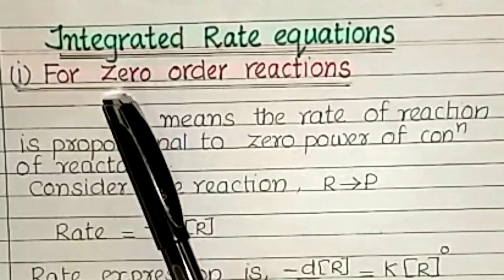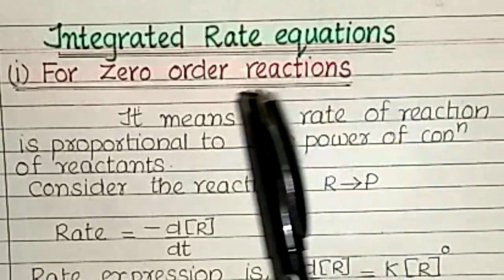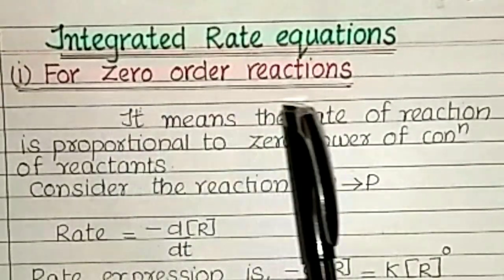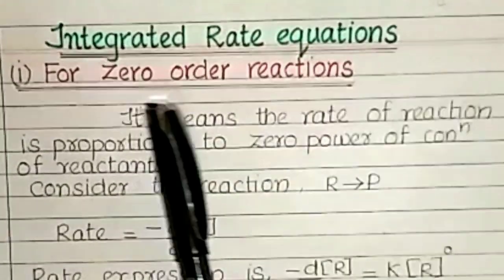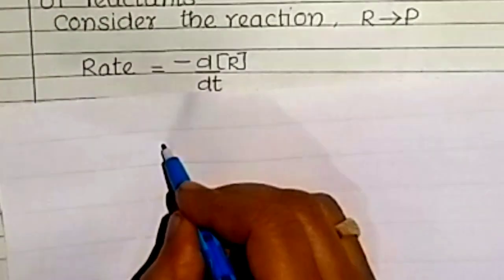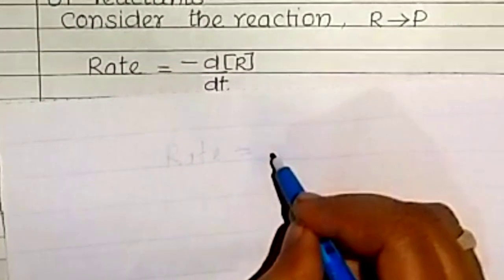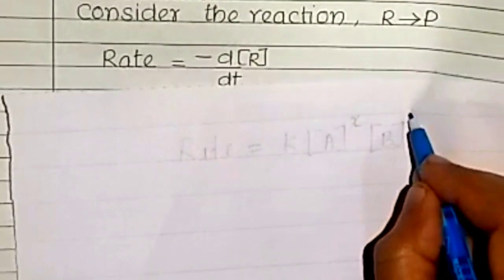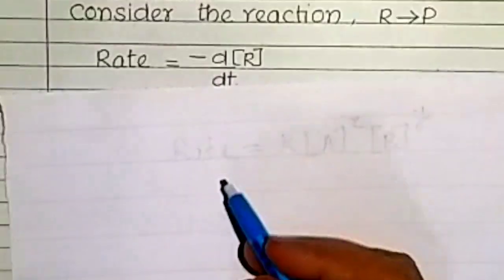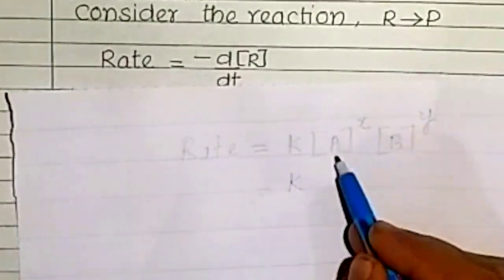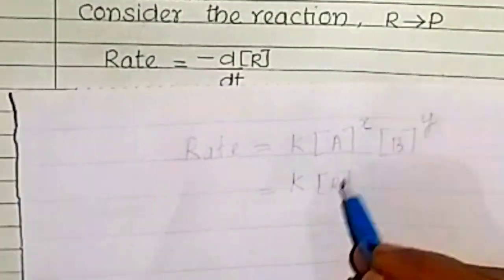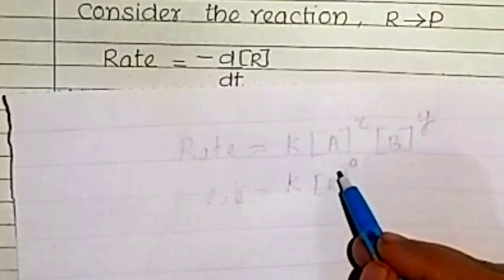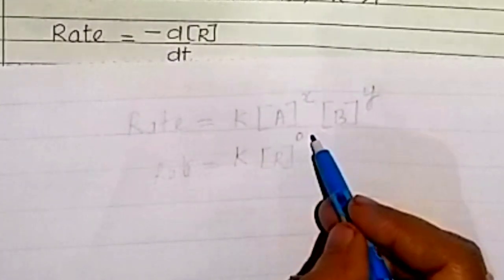Our portion is integrated rate equations. First, we discussed integrated rate equations for zero order reactions. What do you mean by zero order reactions? You know the rate expression, rate is equal to K into concentration of A to the power X, concentration of B to the power Y. This is the general rate expression. In this, we write K into the concentration of the reactants. Both the reactants to the power 0 is known as zero order reaction.